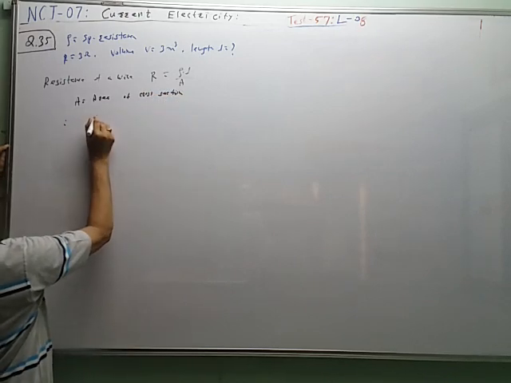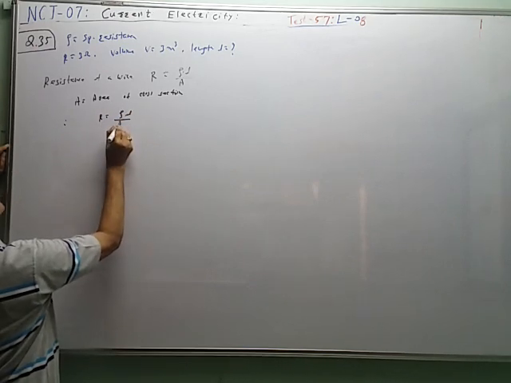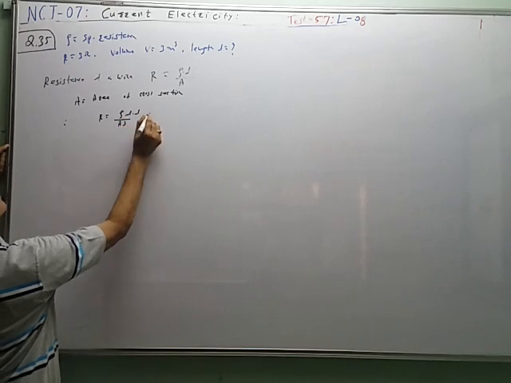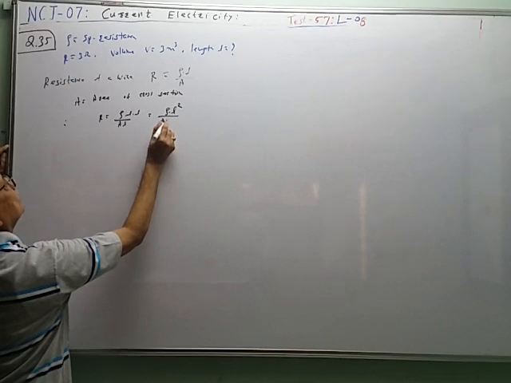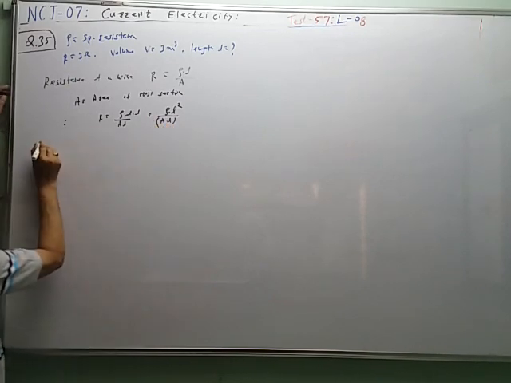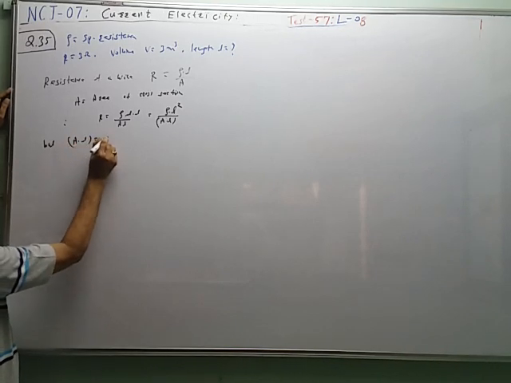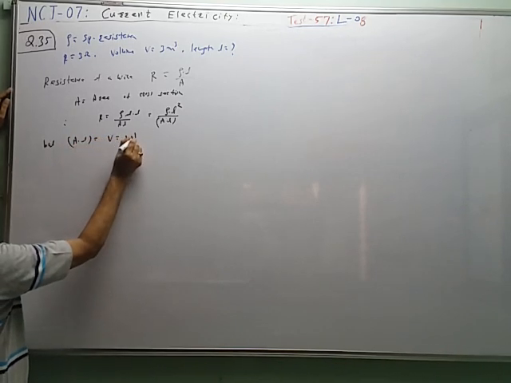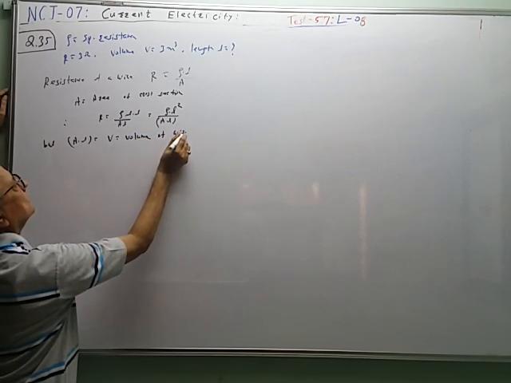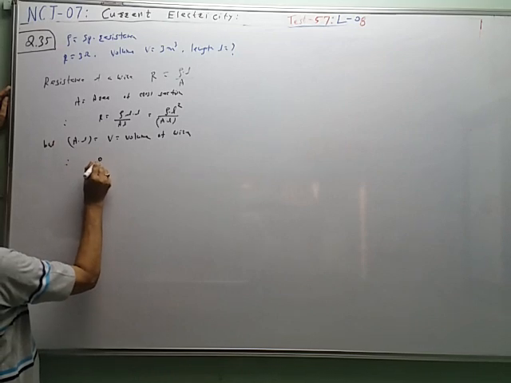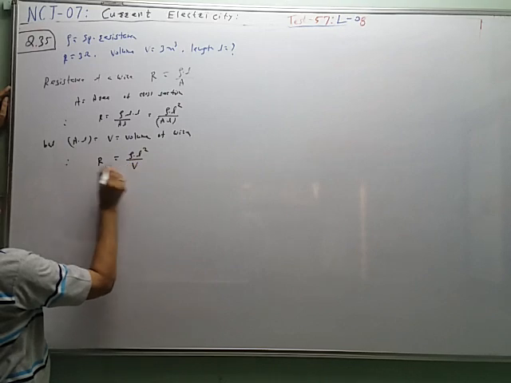Area of cross section. Therefore, R is equal to rho into L upon A multiplied by L divided by L. So this is equal to rho L square upon A into L, but A into L is equal to V, the volume of wire, and therefore R is equal to rho into L square upon V.